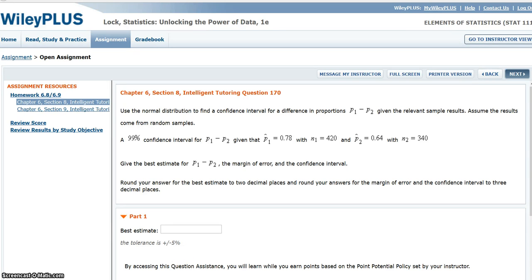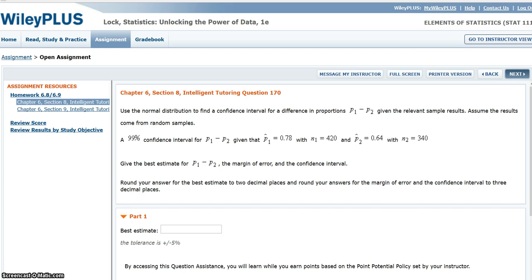Okay, I am working through the homework from Chapter 6, Section 8. This is question 170. It's the one with the confidence interval. Now, your numbers will vary a little bit because of the randomly generated questions, but the procedure should be pretty similar.